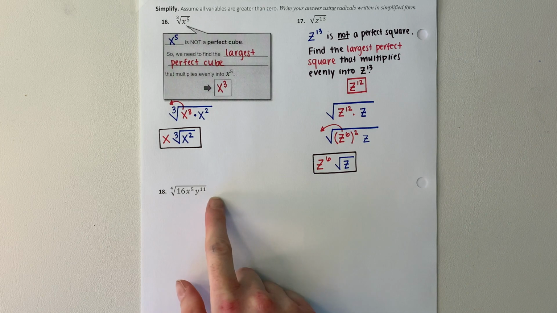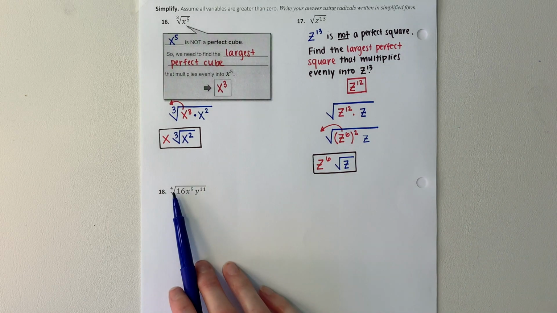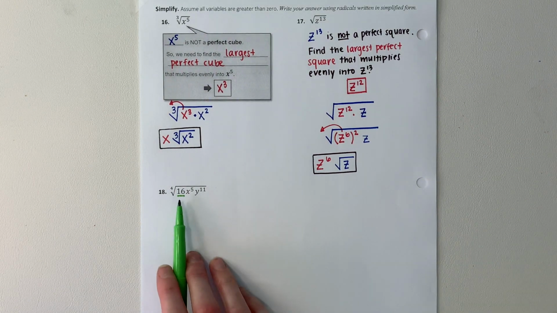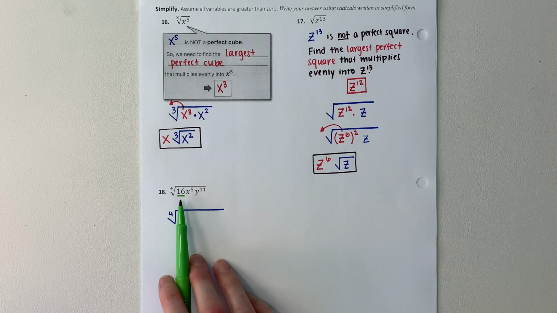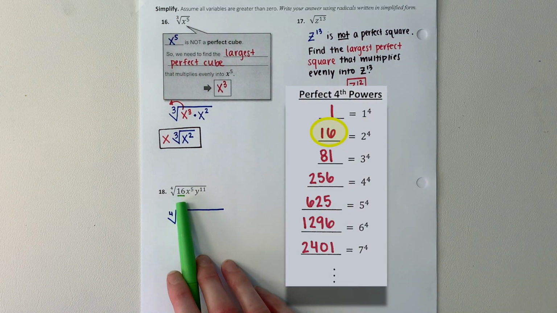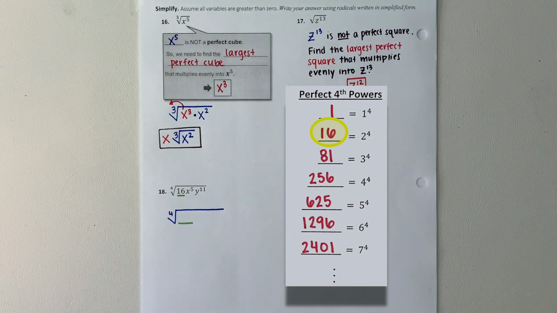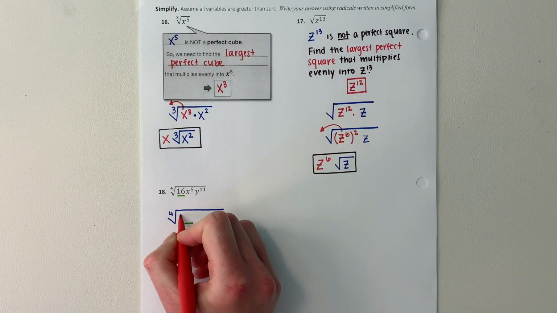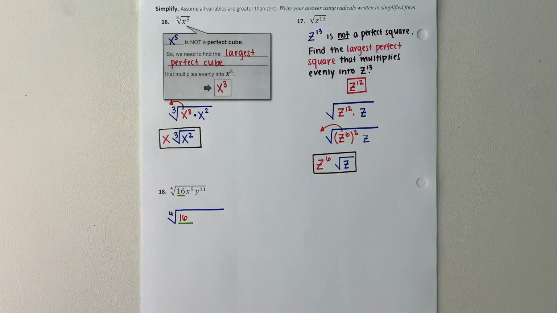Let's take a look at this example here. Notice here this is a fourth root, so that means that we're going to be looking for perfect fourth powers. I'm going to start by focusing on the 16. Is 16 a perfect fourth? It is, because 16 can be written as 2 to the 4th. So for now, since 16 is a perfect fourth, I'm just going to put it in red, because for now I'm just identifying all of the perfect fourths.